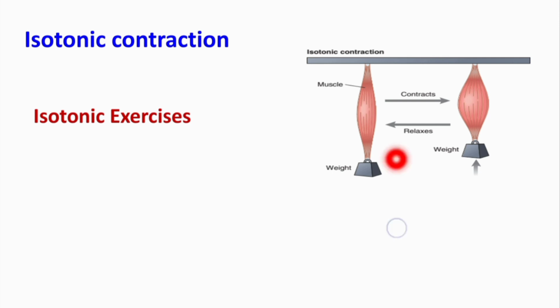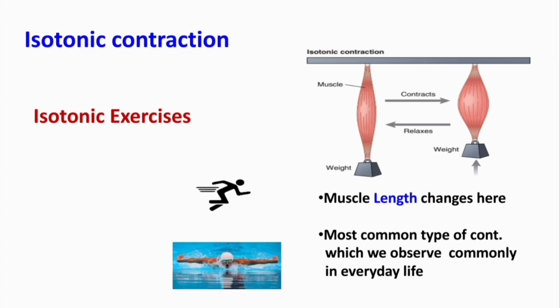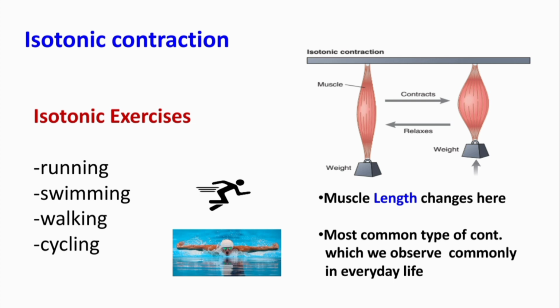So as you can see here, this is isotonic contraction. A weight is applied to this muscle and then the muscle contracts. So what has happened? The muscle length is decreased as a result of contraction, but the tension due to this weight is the same. So we can say that it is a contraction in which muscle length changes but muscle tension remains the same. It is the most common type of contraction which we observe in everyday life. Examples of isotonic exercises are running, swimming, walking, cycling, etc.